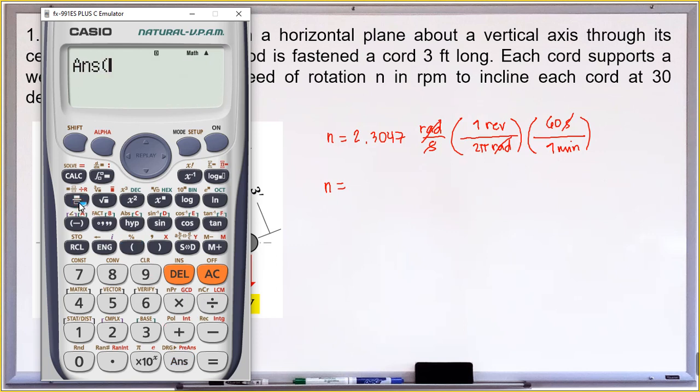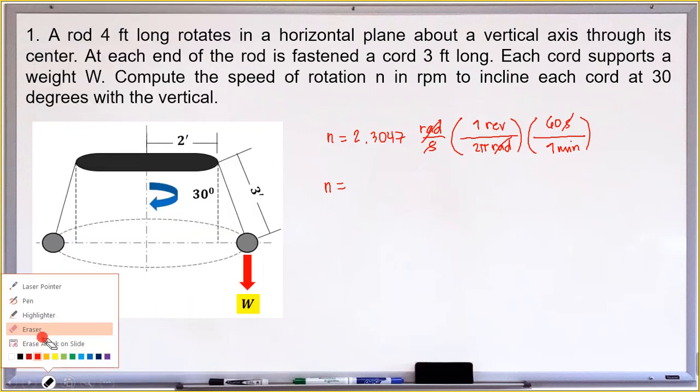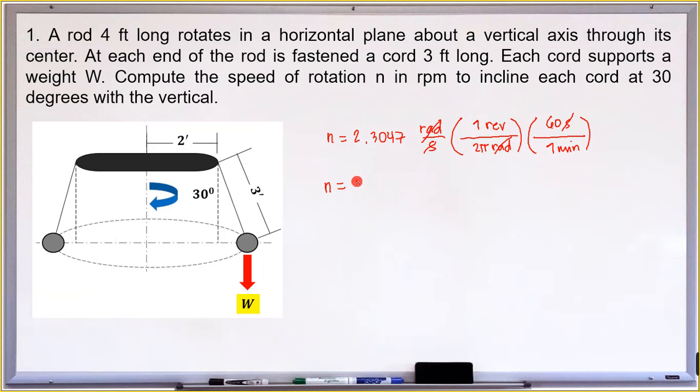So store that answer, times 60 over 2 pi. Our answer is 22.0008, or just 22 RPM. Okay, so this is our final answer. Are there any questions?